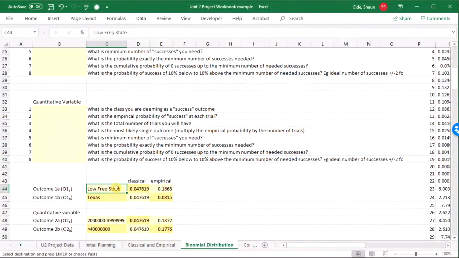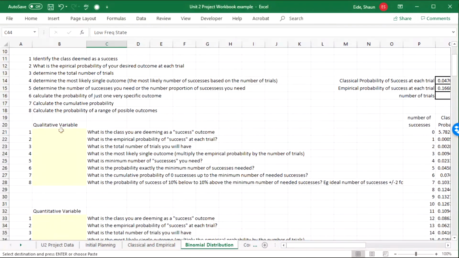Okay, so I'm going to press Control C. I'm going to put this right here, and I'm going to say, okay, what is a class that you're deeming as a success? The truth is I want to keep the low frequency states low. I want to examine these states, but more specifically, I want to examine the states that have the highest frequencies.